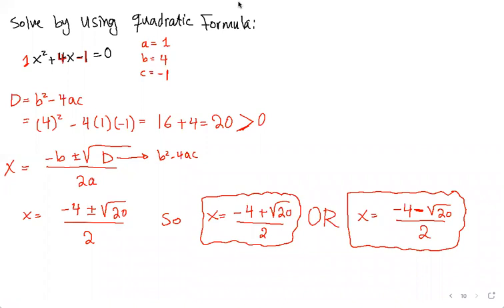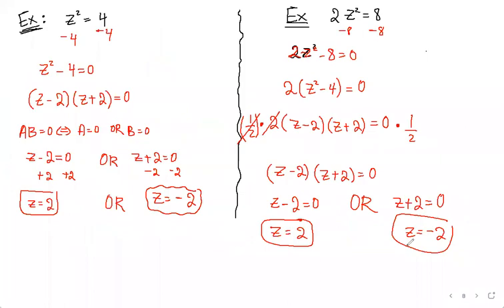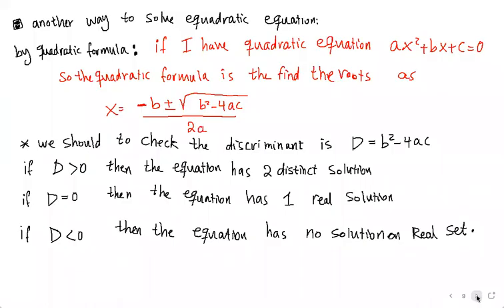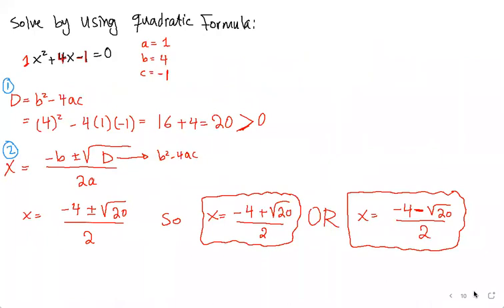So again, you must check this thing, the D, the discriminant. Then you use the quadratic formula. We don't have to factor. Same idea, you can use it for the previous example, for this one, and for this one too. Make sense?